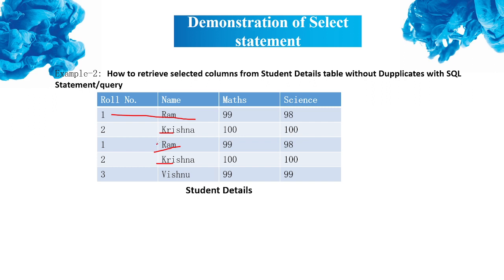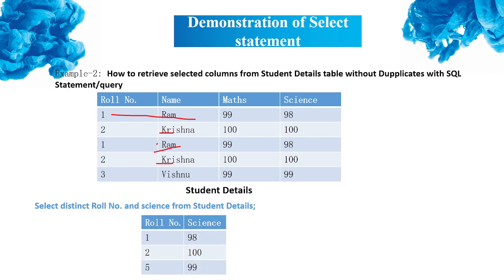In order to avoid this confusion, there is a keyword called distinct. So we can write select distinct star from student details. That will give you all the details without any duplications. Let's check that. Select distinct roll number and science. I'm sorry, I've used roll number and science here, so only two columns will be displayed. Just check this, two columns are displayed.